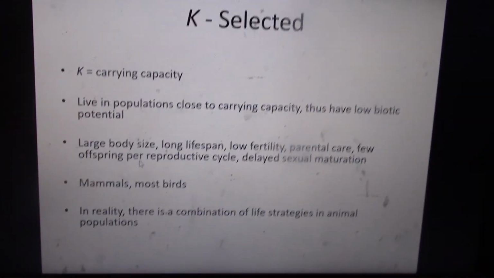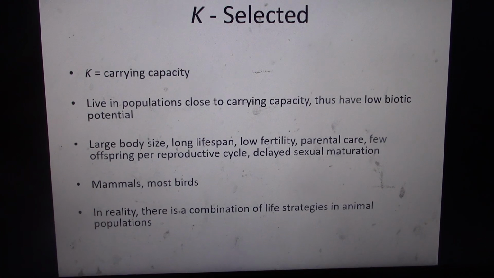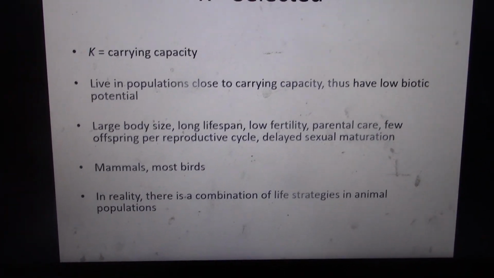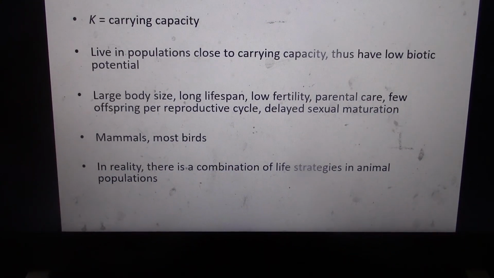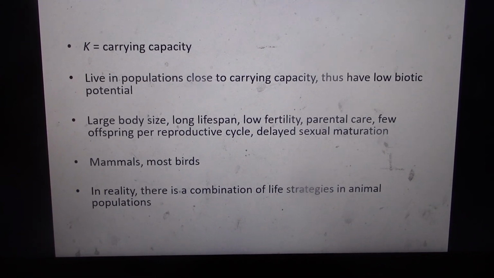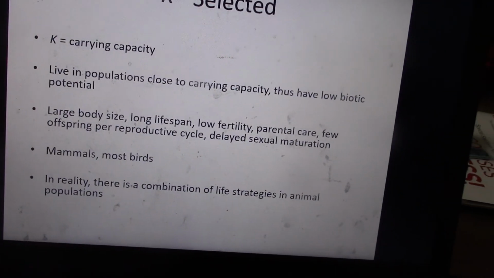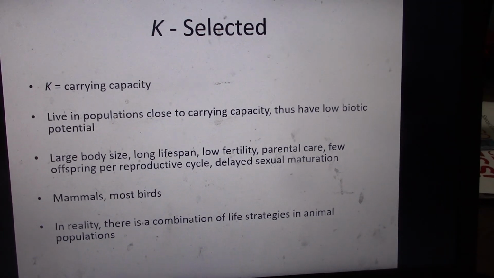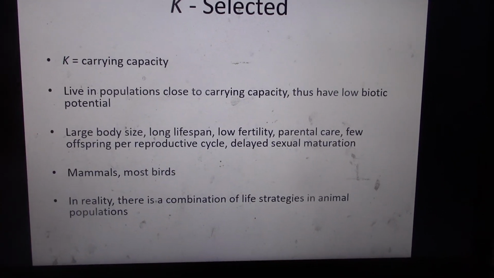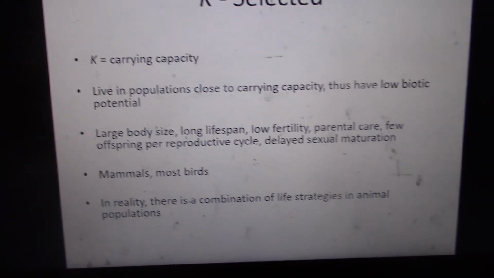K-selected animals exist close to the carrying capacity. They have a low biotic potential because they don't produce a lot of offspring in a single breeding cycle. But they have large body size and a long lifespan. And because they produce less offspring, they invest generally more in them. So there's parental care, right? Think about hopefully what your parents do for you. They invest a lot, maybe too much, right?